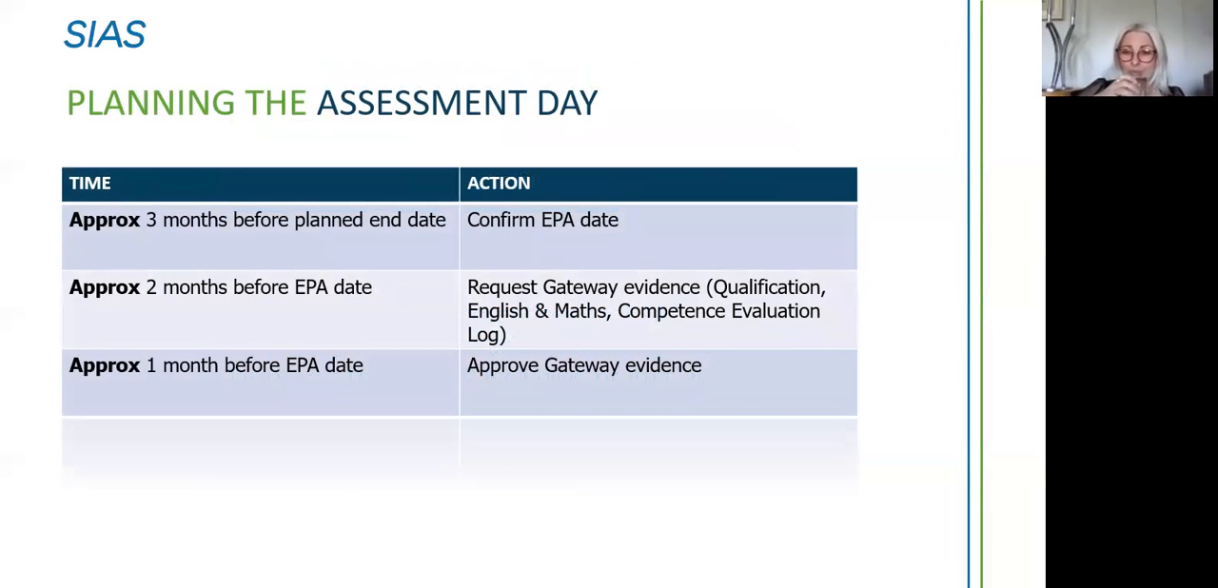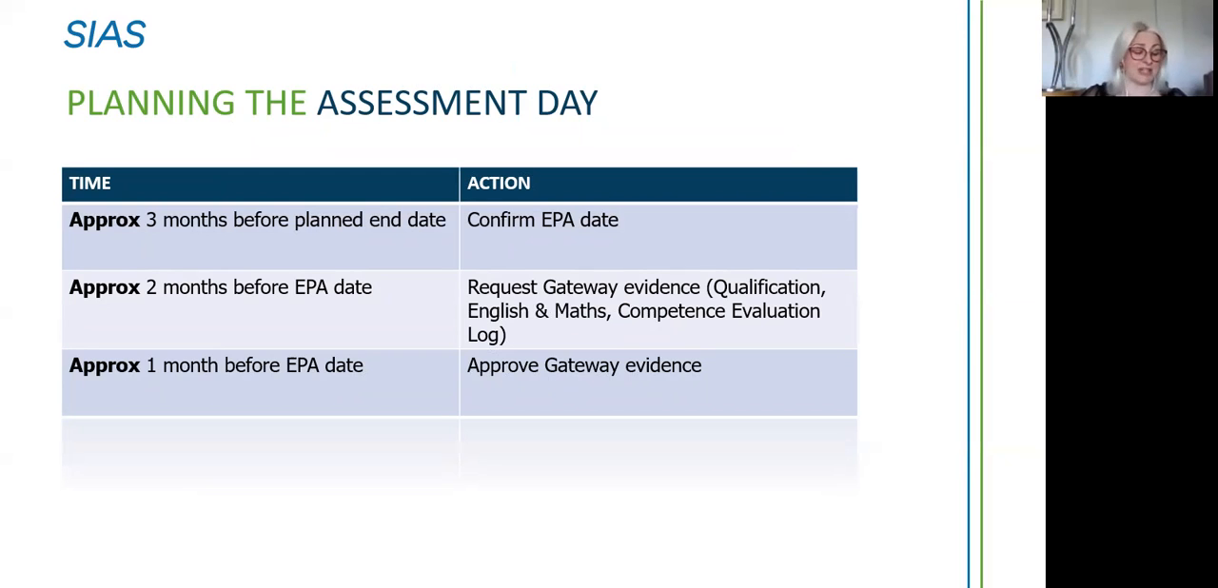Beyond that, then, we're thinking about a 2 to 3 months window where we will confirm the EPA dates. Yeah, that apprentice is on track. University have confirmed it, provider, what have you. So it'll be up to 3 months really, but we will confirm that EPA date, and then we're going to request all of that gateway evidence.